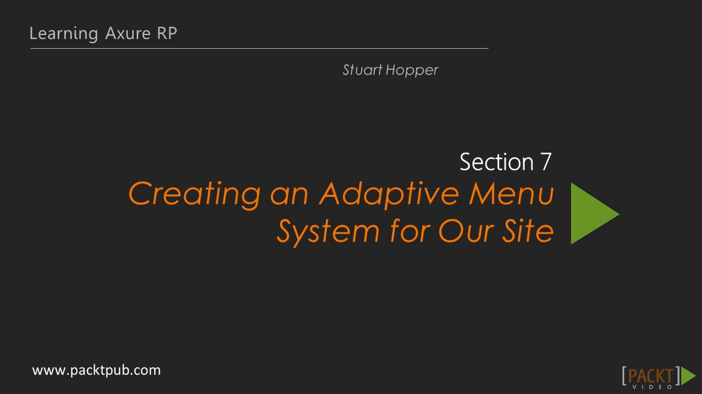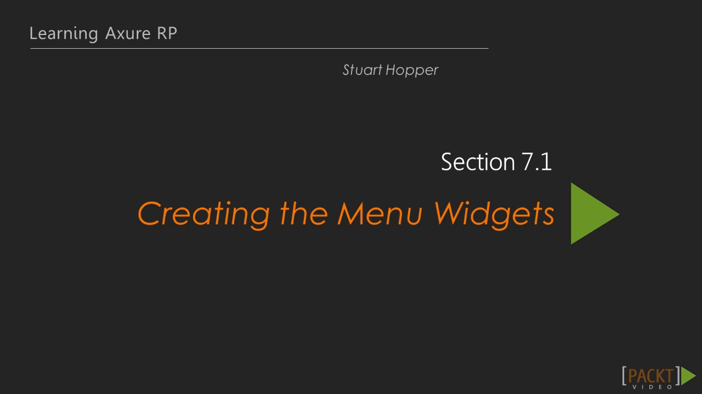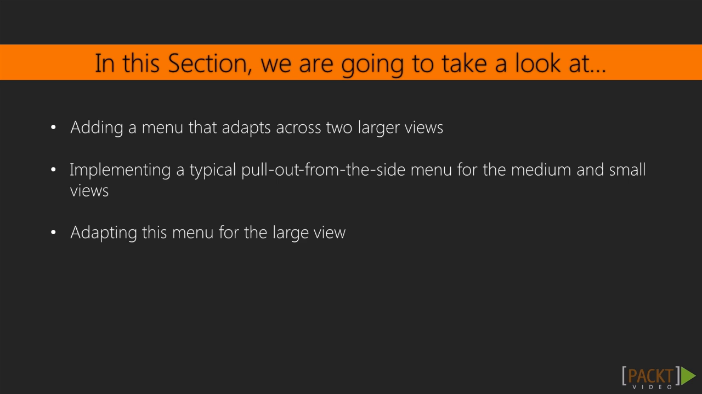Thus far, in creating our responsive site framework, we have created a viewport panel, a header panel, and a content panel with some very basic content. In this section, we are going to complete our site framework with a menu that adapts across our two larger views. For our medium and small view, we are going to implement a typical pull-out from the side menu, which will behave very much in the same way across these two views. We will adapt this menu for our large view into a typical horizontal desktop type menu.